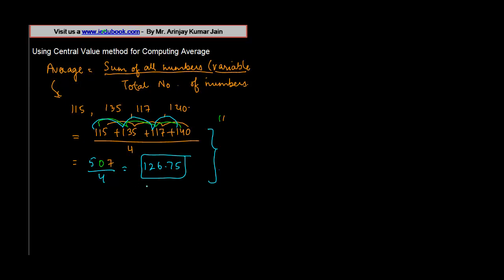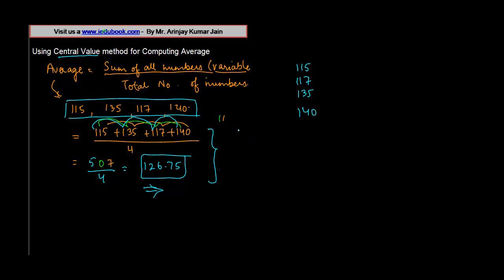I mean, you'll be wasting your precious time actually solving this. One of the other methods which is used to find out the averages when you have four numbers or maybe more than four numbers is by using the central value method. So what you do is basically you see these numbers, and try to see which one of them lies in the center of all the four of them. So you might just like to put it like this: 115, 117, 135, 140.